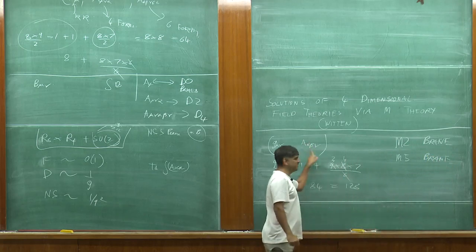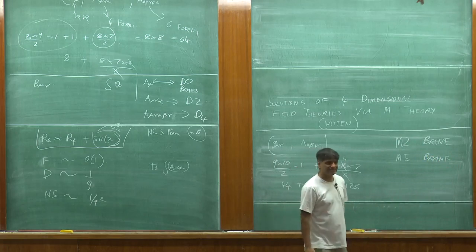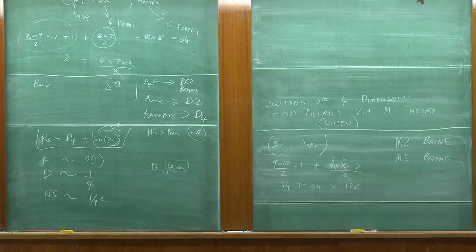The M2 brane couples to this. The M5 brane couples to the dual of this. Remember, this gives you a 4-form field strength. So the dual is a 7-form field strength, which is a 6-form potential, which can couple to the world volume of a 5 plus 1 dimensional object. Okay, so M theory here has 2 kinds of solitonic objects, the M2 brane and the M5 brane.